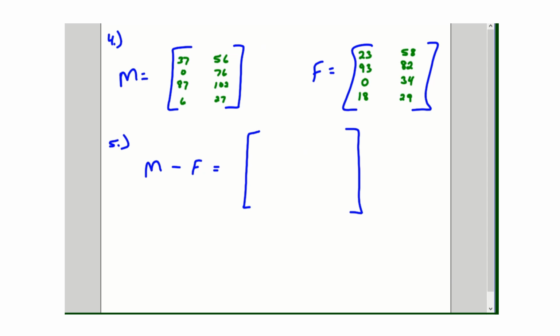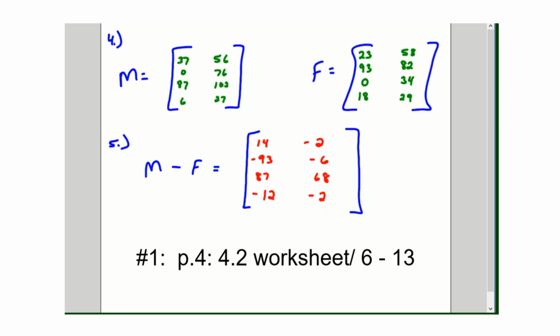Okay, so to go back to our answer here of m minus f and what it equals, you should have gotten 14, negative 2, negative 93, negative 6, 87, 68, negative 12, negative 2. Wildling, what's up? We put the difference, do we put negatives in because it's different? Yeah. Yep. In the spreadsheet, like Excel or something, I think you put them in parentheses, but here we're going to use negatives.